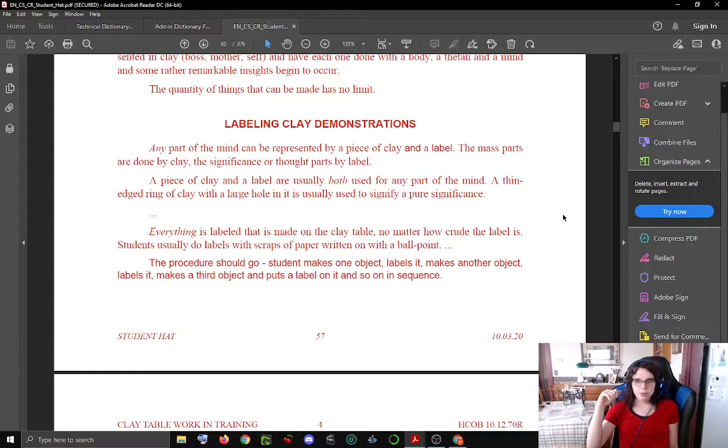The fuck is a pure significance? Pure theory? A thin-edged ring of clay with a large hole in it is usually used to signify a pure significance. That doesn't fucking mean anything.